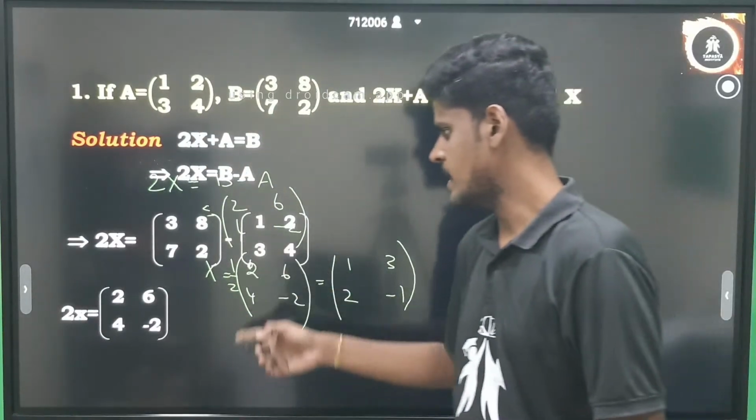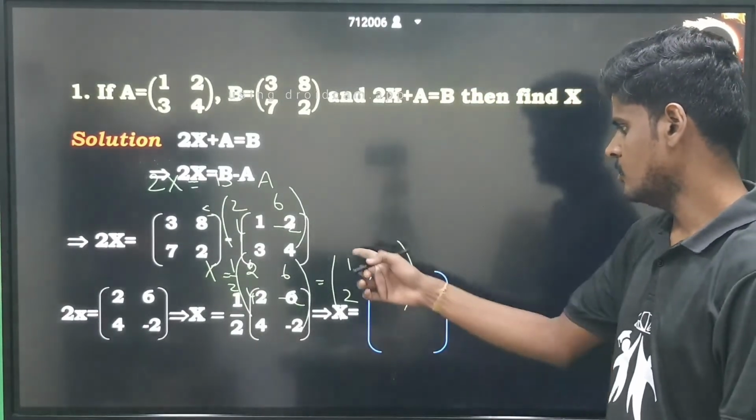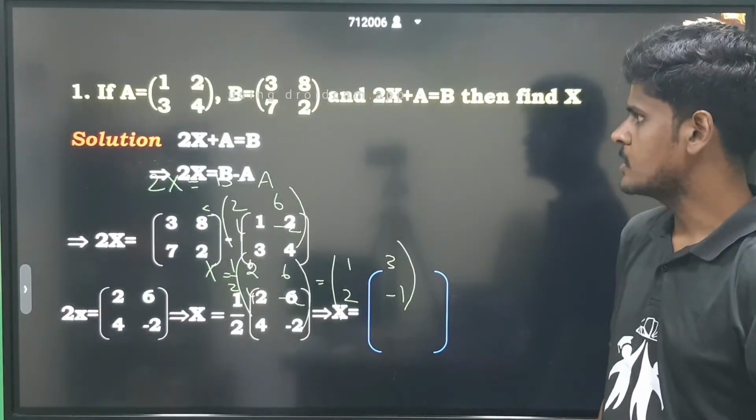So 2x is this matrix. What is x? Half of this. X is equal to this matrix: 1, 3, 2, minus 1.